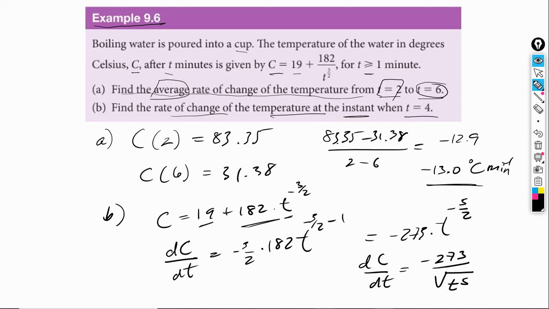But the question is, what is the instantaneous rate of change when t equals 4? That means that they want to test this for 4. So let's plug in 4 there, and what do we get? If you plug in 4, you're going to get that this is approximately negative 8.53, and because we're talking about rates of change, it's going to be degrees Celsius per minute.